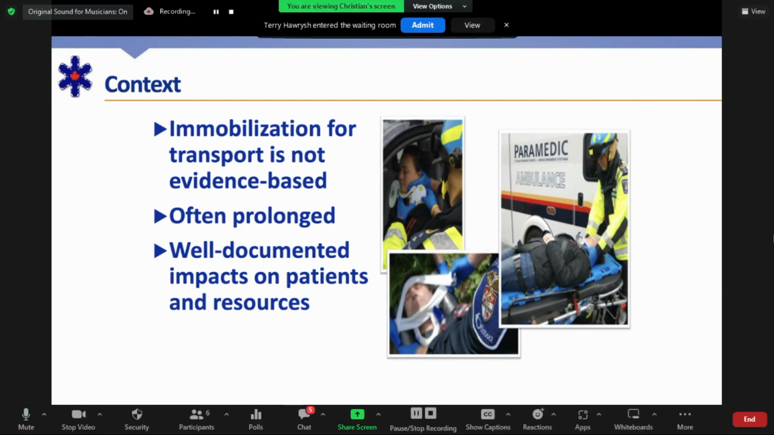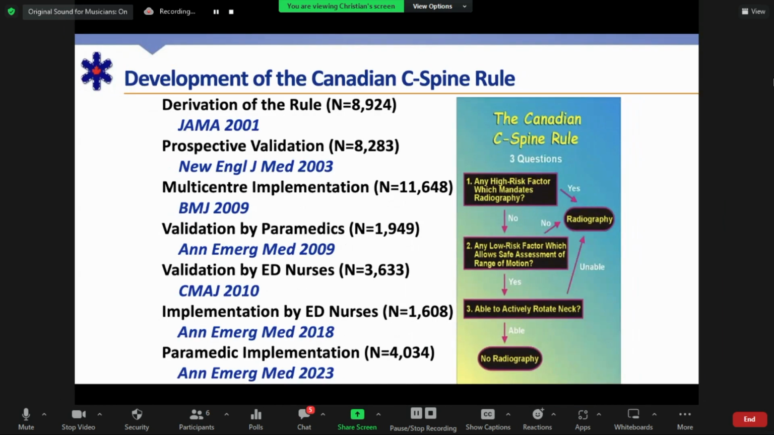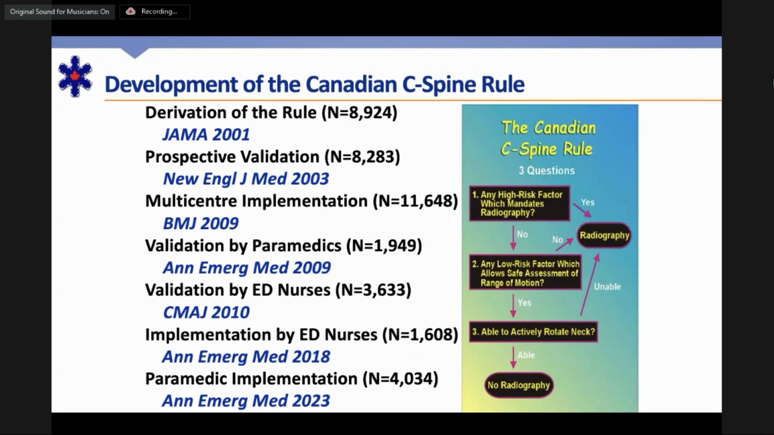This is not evidence-based. It's often used for a prolonged period of time, and there are very well documented consequences on patients and on healthcare resources. So the Canadian C-spine rule is a decision aid that was first derived, validated, and implemented for use by emergency physicians to help us remove these immobilization devices without the need for X-ray, and more importantly, without missing any single important injuries. But as you just found out, emergency physicians are increasingly busy, so it made more sense to teach the triage nurses also to apply the same clinical decision aid to remove the immobilization when they first assess the patients that the paramedic colleagues are bringing to us.